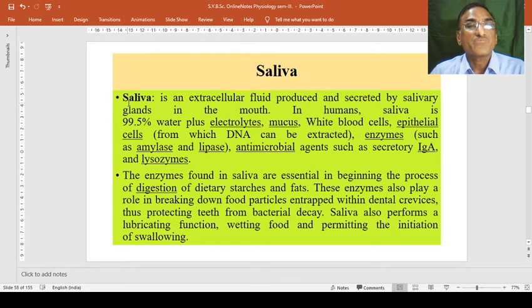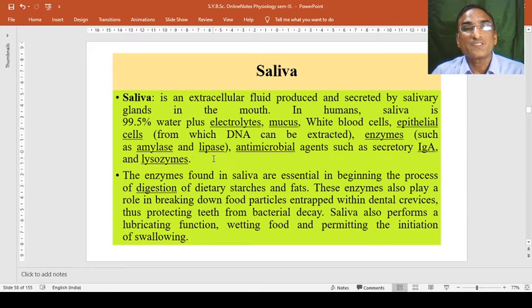What is saliva? Saliva is an extracellular fluid produced and secreted by salivary glands in the mouth. In humans, saliva is 99.5% water plus some electrolytes, a sticky mucus, white blood cells, and epithelial cells from which DNA can be extracted, then enzymes such as amylase and lipase. These are the enzymes which digest starch and fats.